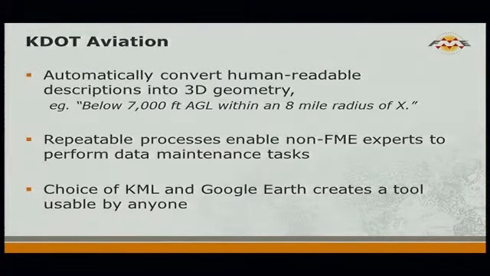Here's an example of the text we're parsing. Below 7,000 feet, within an 8-mile radius of X. We took that text and converted that automatically into 3D polygons. Imagine we had hundreds of these; we read them all in, we took "below" and converted that into a block, we looked at "within 8 mile," and we did mathematical decisions on the text. The other thing is, as I say, it's a completely repeatable process.